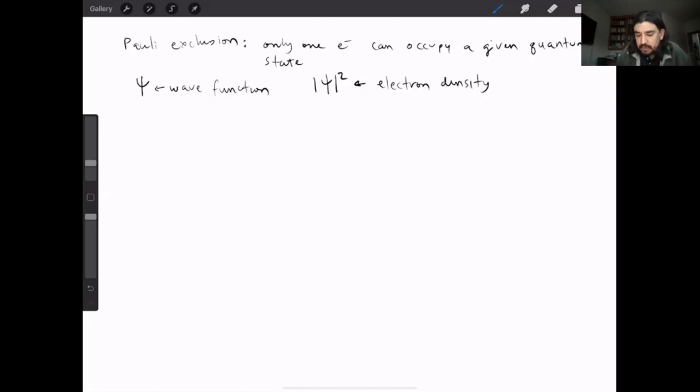So let's do it. Sorry, if I can ask quickly. So by electron density, you mean the probability of an electron being there? Yeah. Okay, thank you. All right, so let's start with the following as an example.